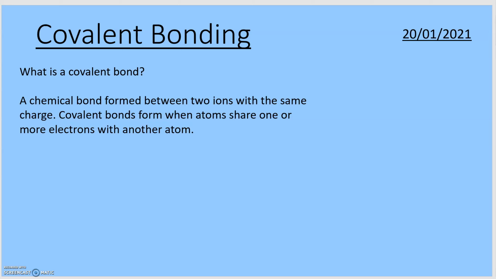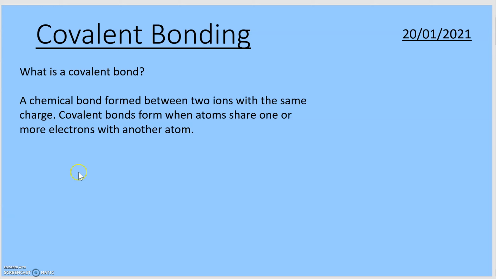Today we're looking at covalent bonding. Covalent bonding takes place between two non-metals. Both non-metals have the same charge, and what they do is share one or more electrons to get a full outer shell configuration, which makes the element stable.